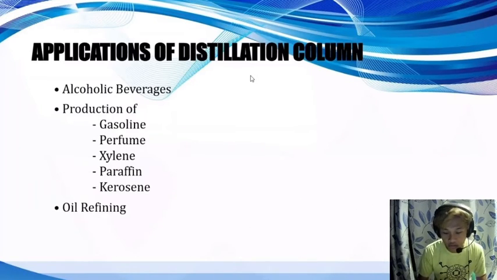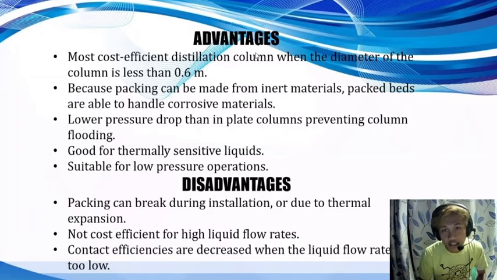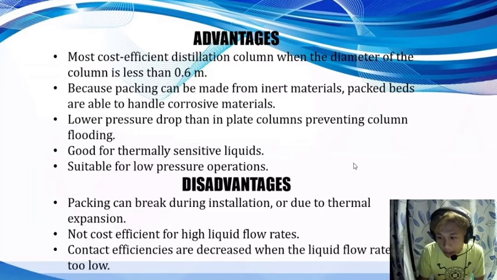So, the advantages of a packed bed column. It is the most cost efficient distillation column when the diameter of the column is less than 0.6 meters. Why does it matter? Because packing can be made from non-reactive materials. Therefore, the packed beds are able to withstand corrosive materials. So that's one of the advantages of a packed bed column.